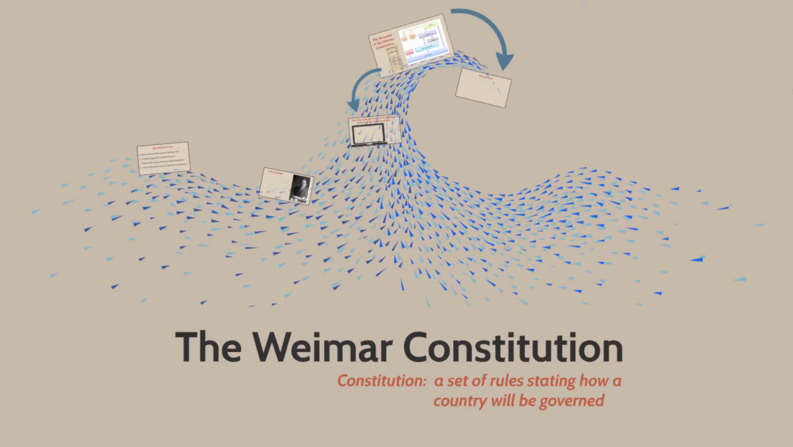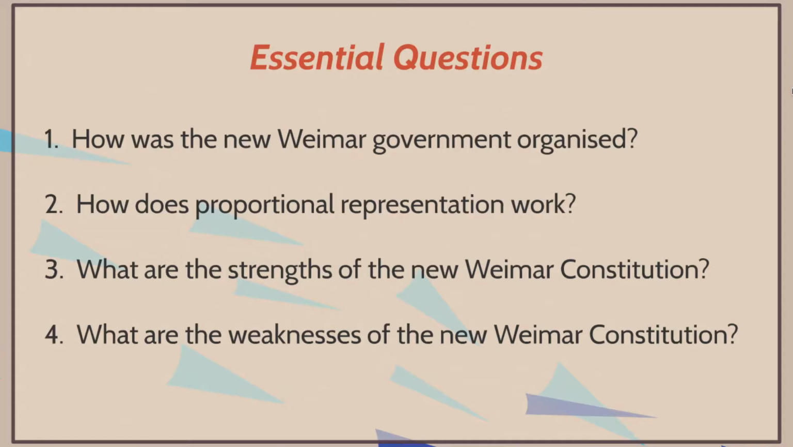In this video, there are 4 essential questions. The first, how was the new Weimar government organized? There will be a little diagram to help you, and this diagram should be included in your notes. Number 2, what is pure proportional representation, and how does it work? And number 3 and 4, what are the strengths as well as the weaknesses of the new Weimar Constitution?